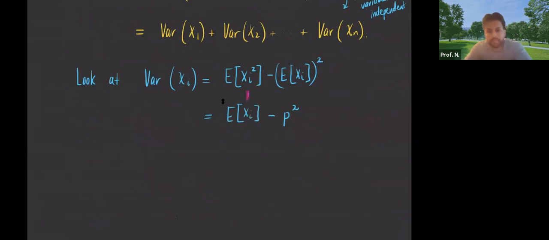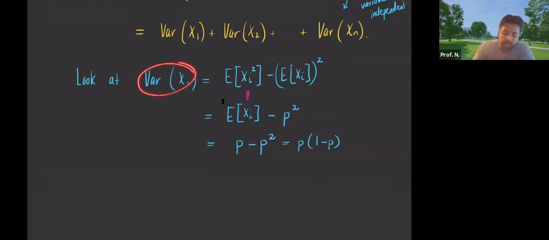But what's the expected value of one Bernoulli random variable? It's P. So the variance of a Bernoulli random variable is P minus P squared. Or people sometimes write it as P multiplied by 1 minus P. And then you start to see, oh, this is the probability of success multiplied by the probability of failure. That's the variance.